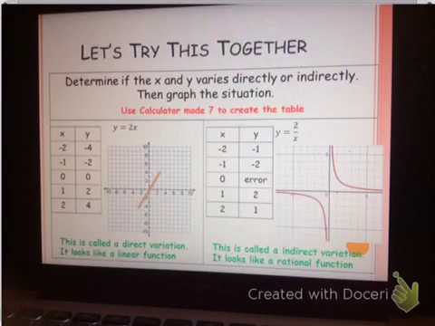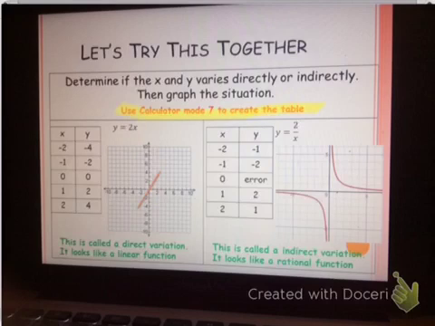So you get to the slide with "Let's try this together." It says determine if X and Y vary directly or indirectly, then graph the situation. If you notice, I've already done the graph. So on your calculator, go to Mode 5-7. Mode 7 to create your table.